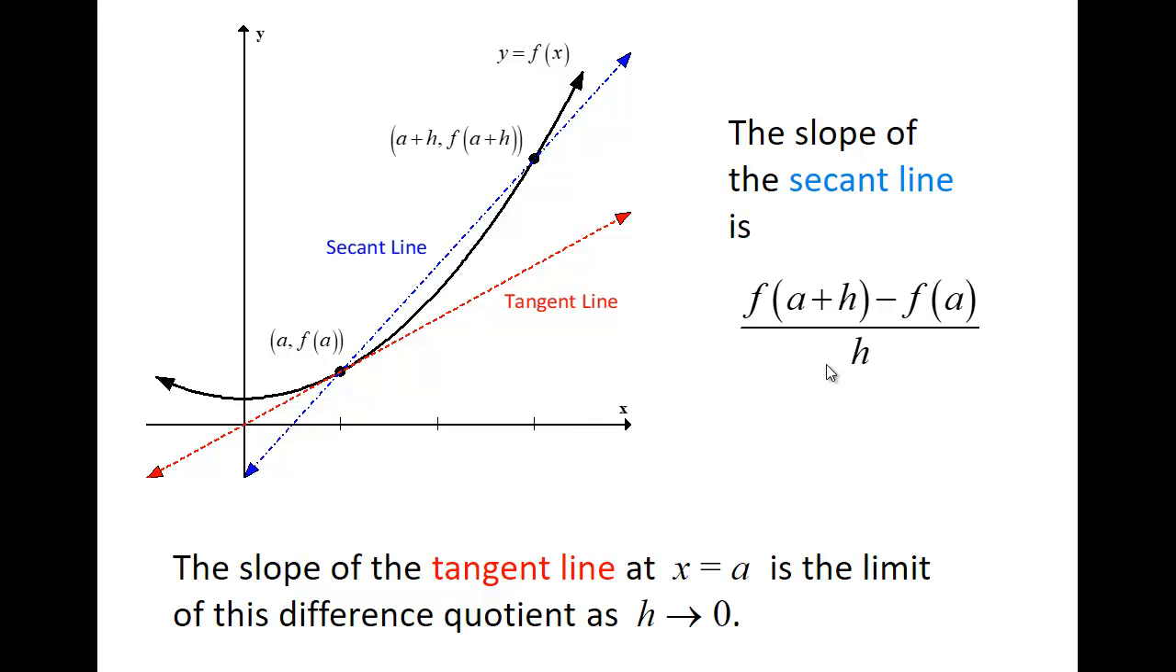So once again, I want to emphasize that what we are saying is that if the limit of the slope of this secant line is defined as h goes to 0, then the tangent line at the point a, f of a is defined, and its slope is given by the limit of the slope of this secant line.